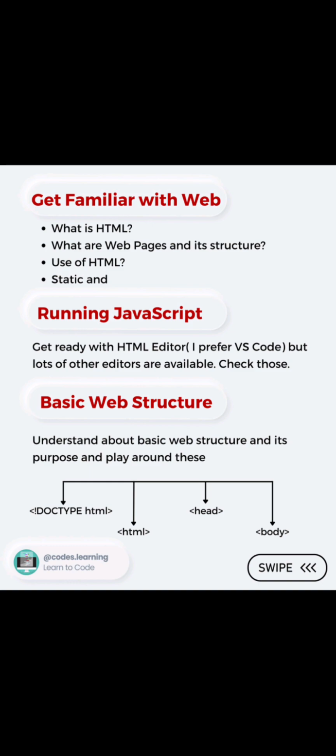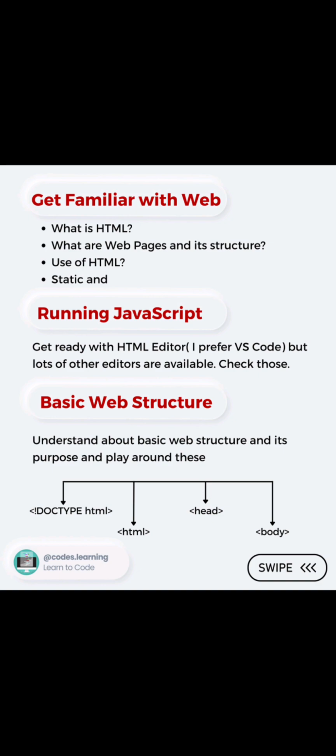So what is the web? What is HTML? What are web pages and structure? And how to use HTML, and static and dynamic HTML, right? These are the things that a UI developer, HTML developer, or a front-end developer should know about. Running JavaScript: what is JavaScript and how it runs with VS Code and with our project. So it's very important. Basic web structure: what is the structure of a website or the web?